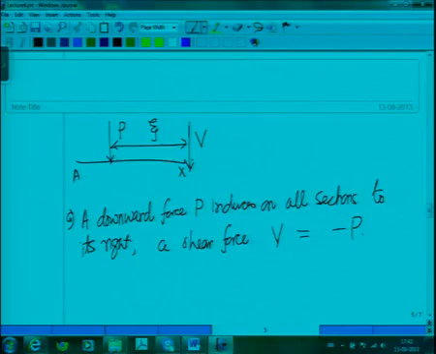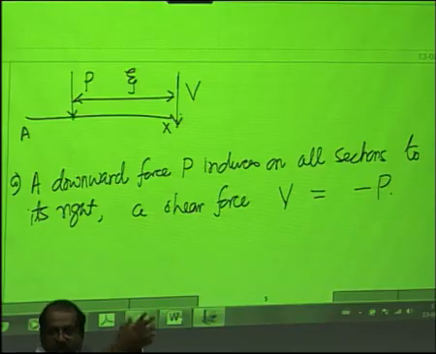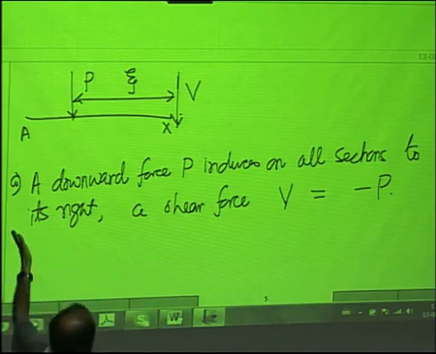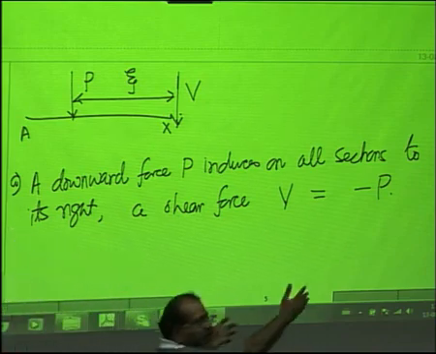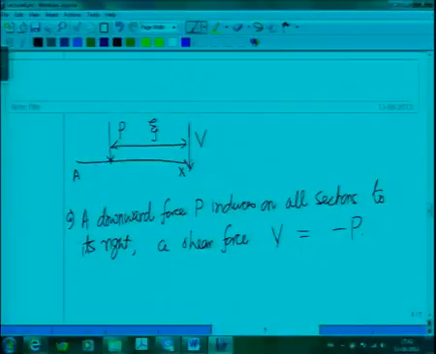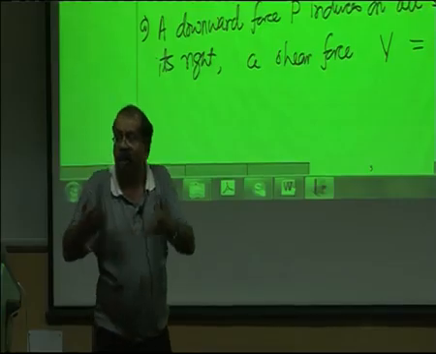Now this is what P does. Suppose there are 4 forces P1, P2, P3, P4, all I have to do is cumulatively add all these and see their effect on V. So if I have a section of the beam, all I have to do is look at all the vertical forces, keep on adding their effects. If there is a downward force, that will produce a shear equal to minus P. If there is an upward force, it will produce a shear equal to plus P.